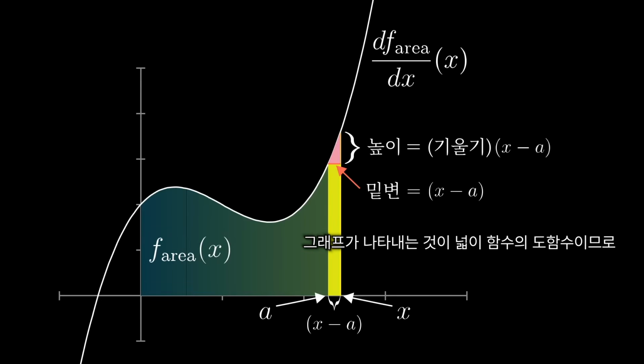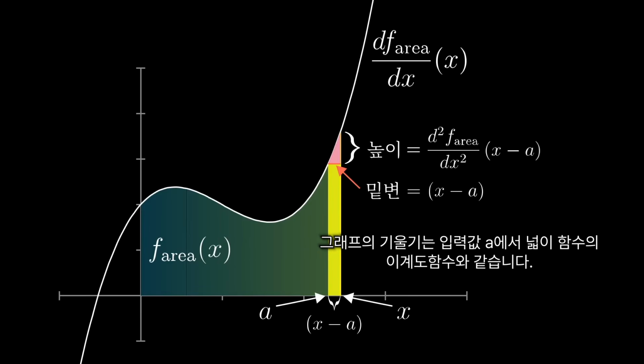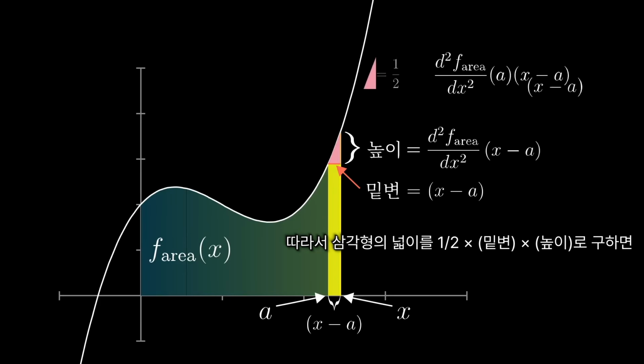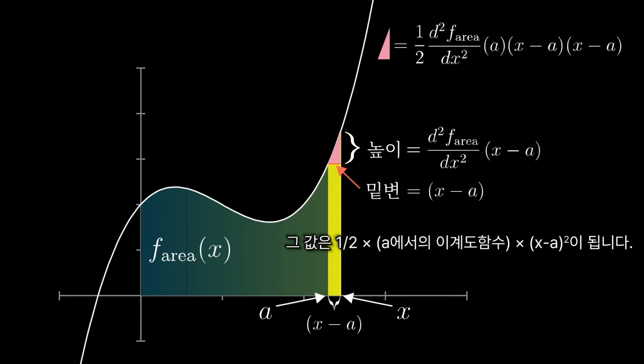Since this graph is the derivative of the area function, its slope is the second derivative of the area function, evaluated at the input a. So the area of this triangle, 1/2 base times height, is 1/2 times the second derivative of this area function, evaluated at a, multiplied by x minus a squared.